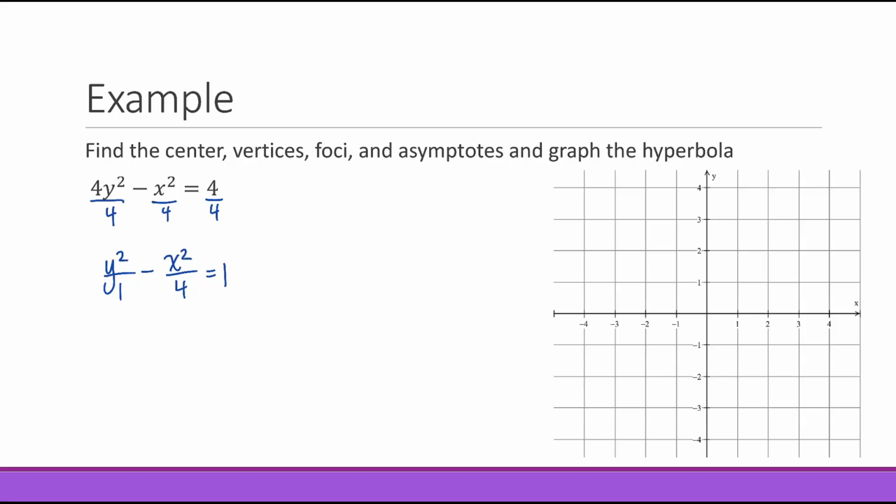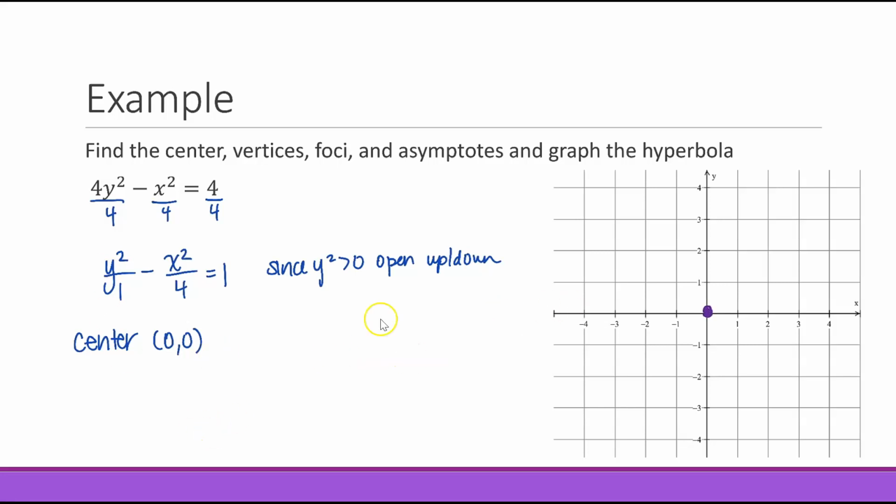So now let's go ahead and identify the center. The center is 0, 0. So the number next to x and the number next to y in this case is both 0. And let's also take a second to recognize what direction this is going to open. Since the y variable is the positive one, we have minus x squared, but here this is positive y squared. This is going to open up and down. So since that y squared is positive, it's going to open up and down. So let's remember that. Let's go ahead and plot the center.